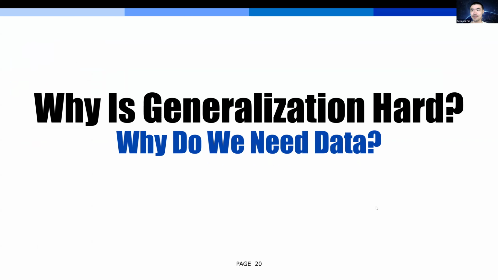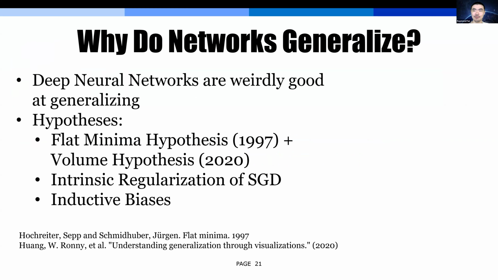So what I'll be talking about is a slightly different topic that I've been working on, which is why is generalization hard and why do we need so much data? For some context, people have noted for a while that deep neural networks are weirdly good at generalizing to problems, even though a lot of classical theory would suggest that they shouldn't be able to because they have way too many parameters, they should just instantly memorize and not give good generalization.